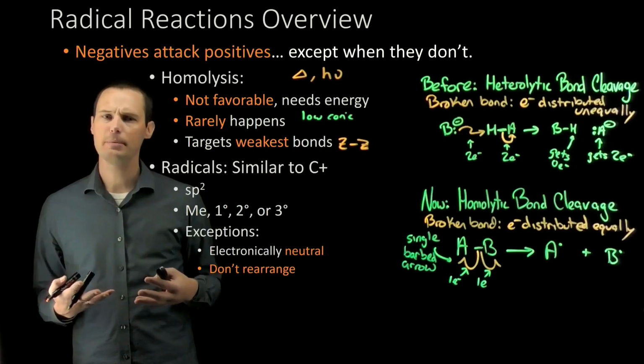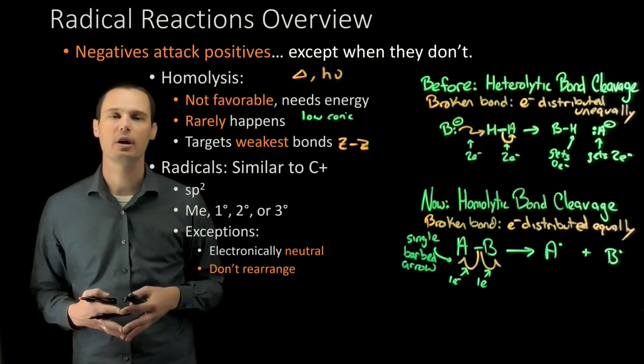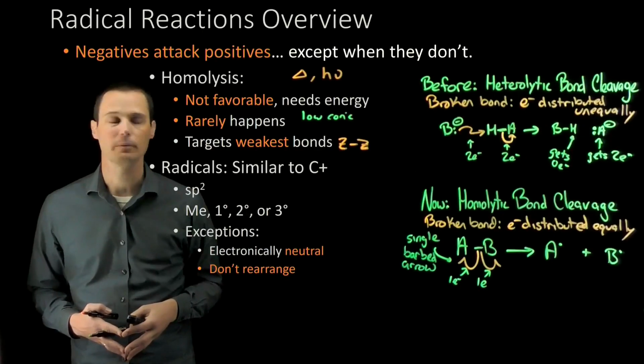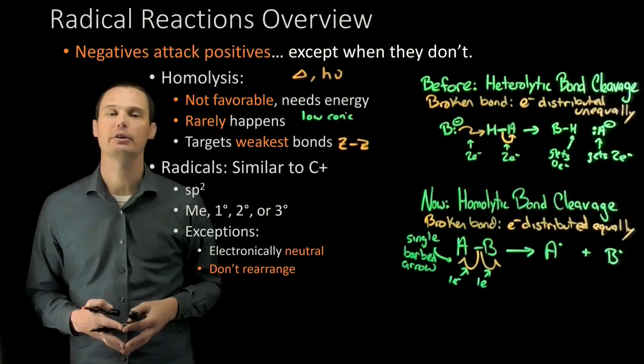There are a couple of exceptions, differences between radicals and carbocations. Carbocations are cationic. Radicals are electronically neutral. They don't have a formal charge. They are electronically neutral.